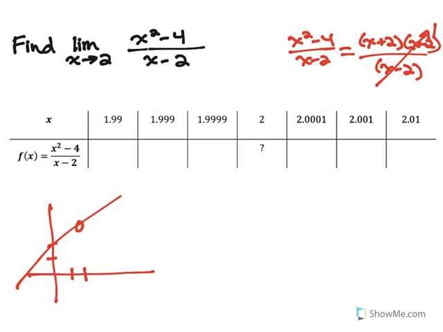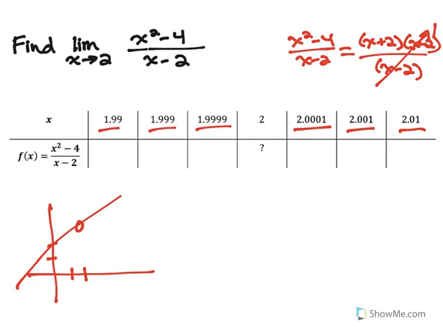Okay, but for this one, how do I figure out, if I don't have the graph, what the value is? Well, I can create a table. And we pick x values to the left and the right of the x value we're interested in. And from the left, I want to keep getting closer and closer and closer to 2. So 1.99, that's pretty close, but 1.999 is even closer. And 1.9999 is even closer. And then I want to come at it from the right. Really close would be 2.01, but closer, 2.001, even closer, 2.0001.